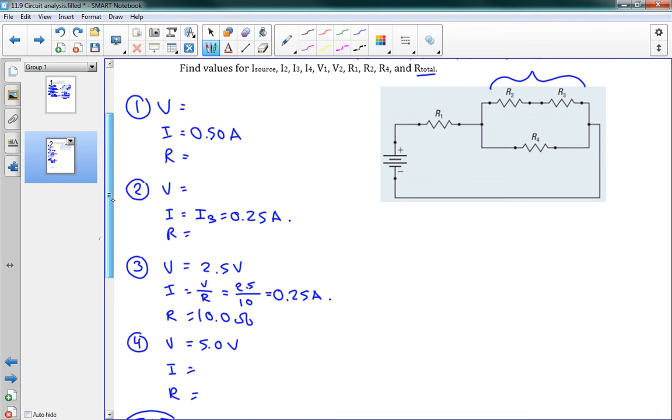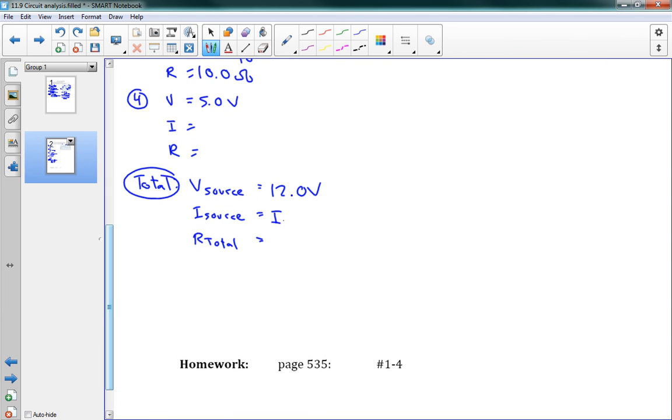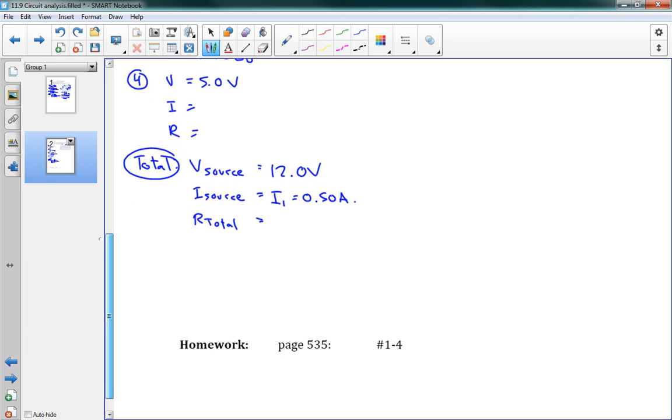Okay, anything else that we can use here? We've got the current 1 is 0.5 amps. Notice that R1 is connected in series with the source, so I can put in the current at the source as well. This is equal to I1, which is 0.50 amps, which means actually I can get my total resistance right now as well, because V equals IR, so we can get here R is equal to V over I, 12 over 0.50, so I get 24 ohms. So that's my total resistance there. Cool.